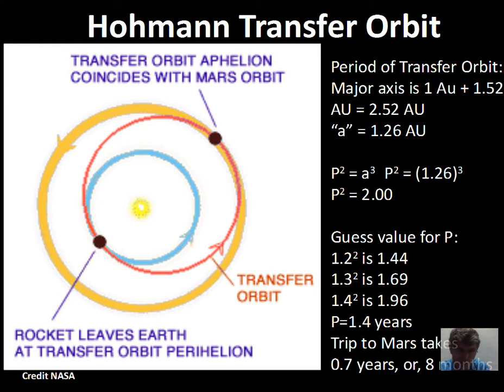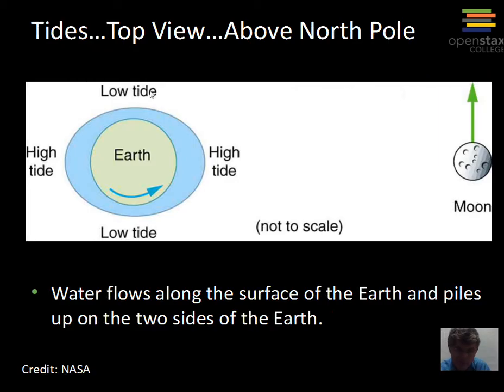But that's the concept of the Hohmann transfer orbit. With our rockets, we create a new ellipse where we leave from the Earth, at perihelion in this orbit. And when we get to Mars, we're at aphelion in the orbit, not going out any further. The Hohmann transfer orbit saves money. It's more energy efficient.